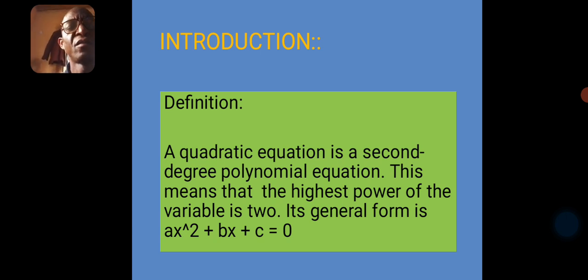By way of definition, a quadratic equation is a second-degree polynomial, which means that the highest power of the variable will be 2. Now, the general form of a quadratic equation is ax squared plus bx plus c equal to 0. Take note that a, b, and c are all constants. And again, the variable x could be anything. It could be y, it could be z, but in this case, we are using x as the variable.